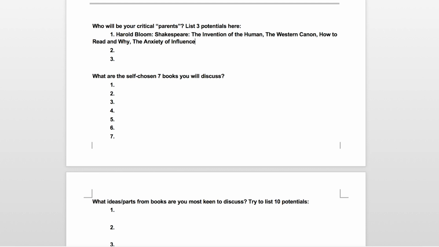The Anxiety of Influence, I think he's got one called The Anatomy of Influence. I think that's what it's called. I'm reading that at the moment. That's really good. So I would go to Harold Bloom.